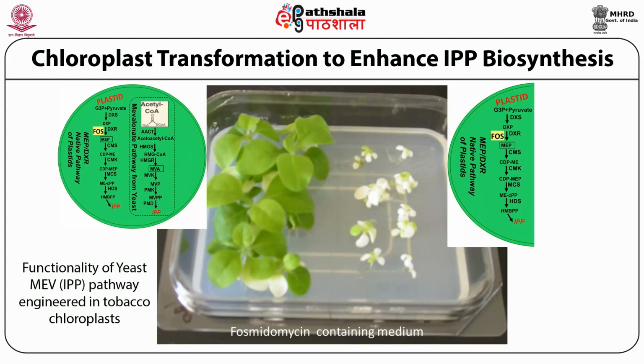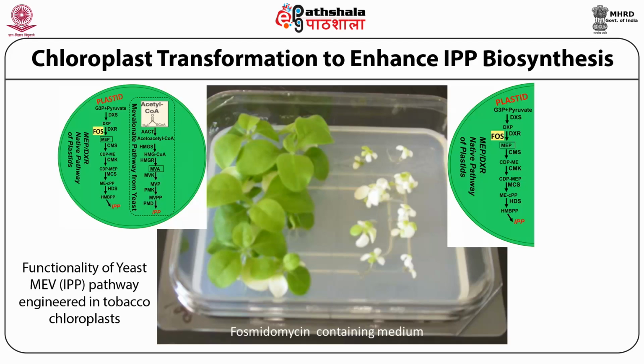Interestingly, what we have seen is that we were able to increase the IPP. Not only that, we have shown here the functionality that the yeast mevalonate pathway is fully functional in the chloroplast and producing the IPP. Functionality was tested by putting in the medium fosmidomycin, which specifically stops the expression of the plastid MEP pathway. So IPP was not available to the plants.